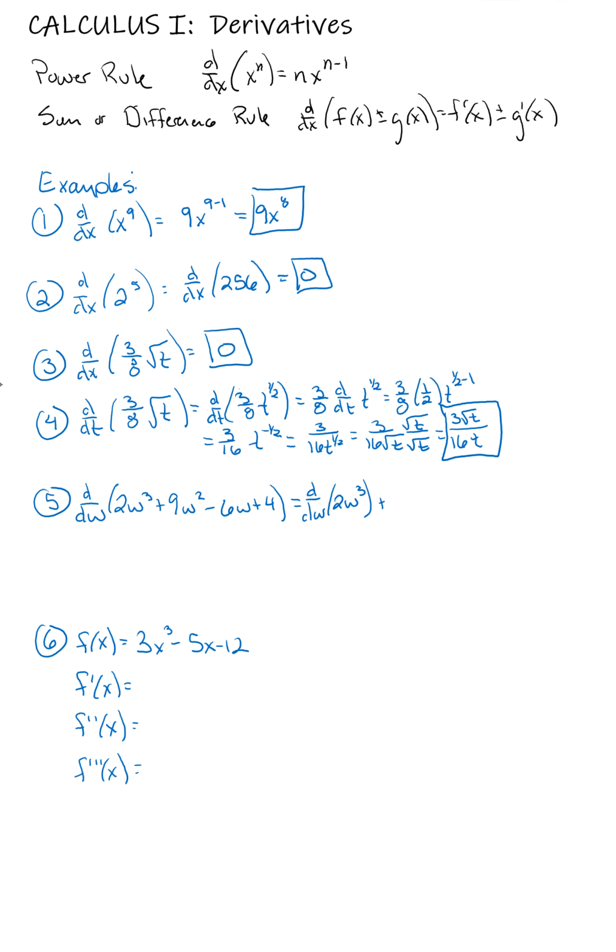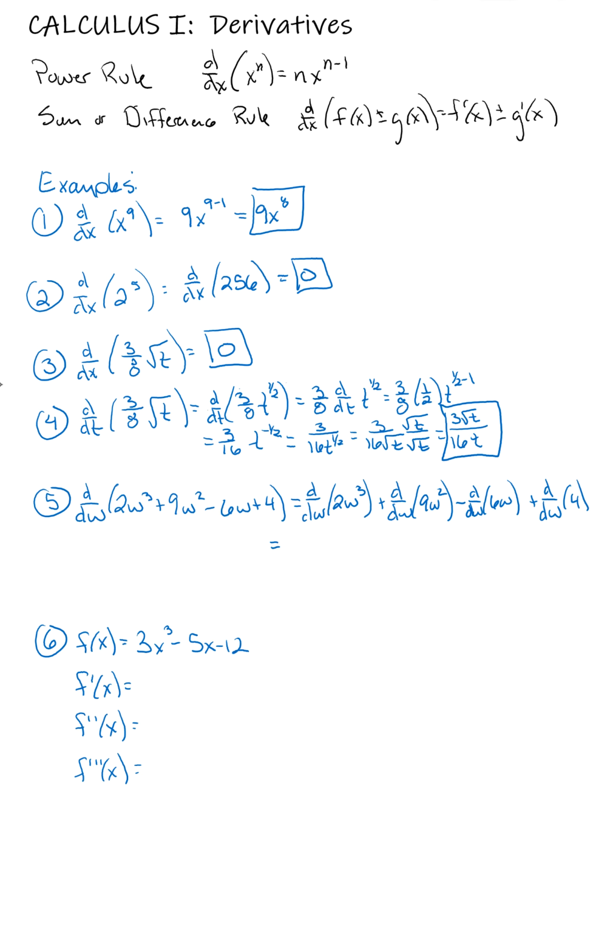So the derivative of just 2w cubed, the derivative of 9w squared, minus now the derivative of 6w, plus the derivative of 4. So that's the sum or difference rule. We've got both sums and differences going on in here, but we simply need to take the derivative of each term in that polynomial.